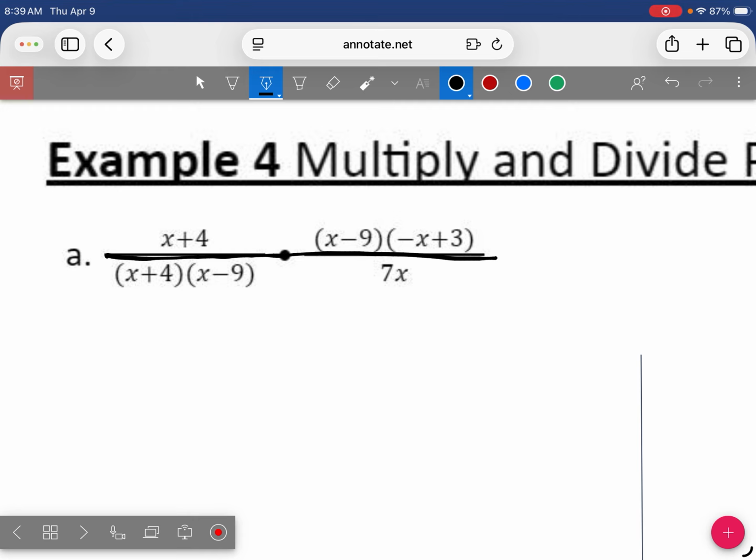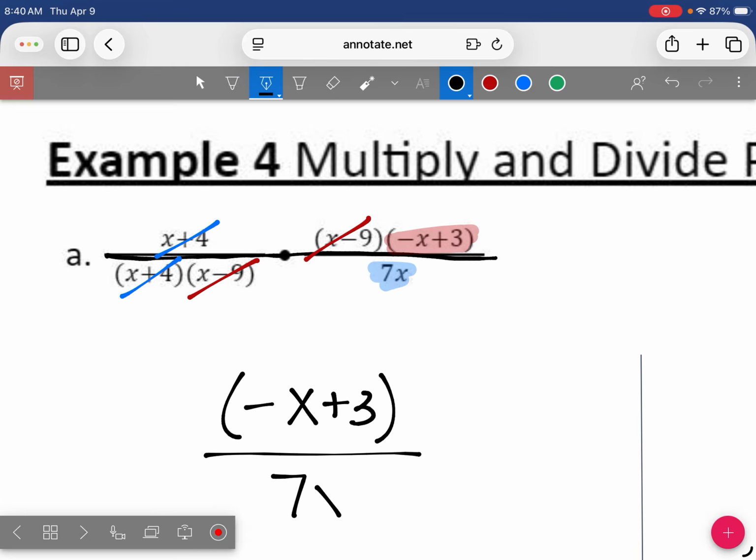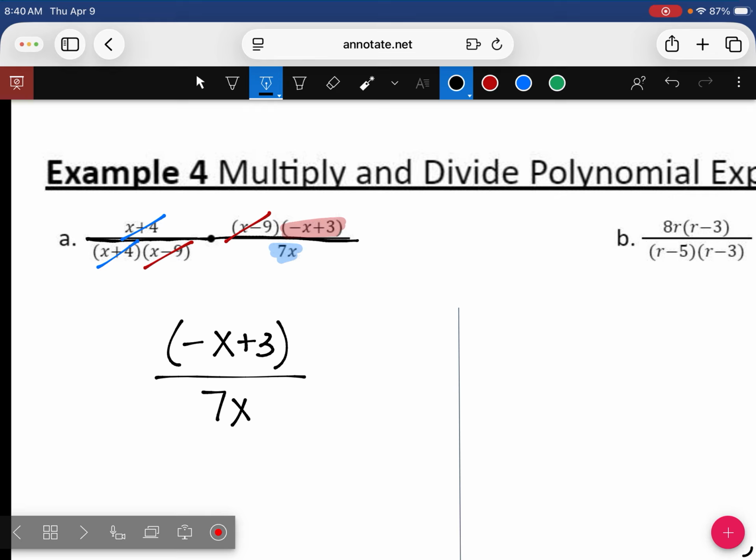And now I want you to start canceling out. What can you cancel? What's upstairs and downstairs that I can take away? It doesn't have to be on the same bar. So we could take away the x plus 4. And we could take away the x minus 9. So what I'm left with is my final answer. So that would be negative x plus 3 over 7x. All right, go ahead and do the second one, B.